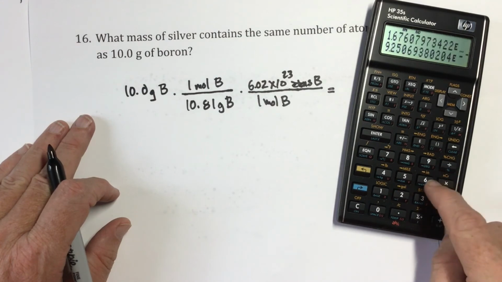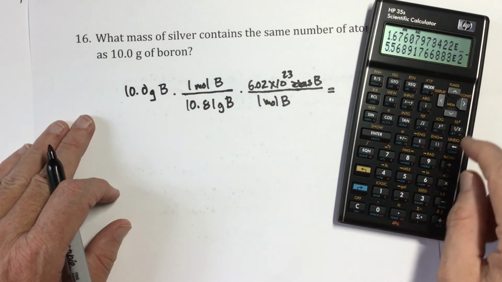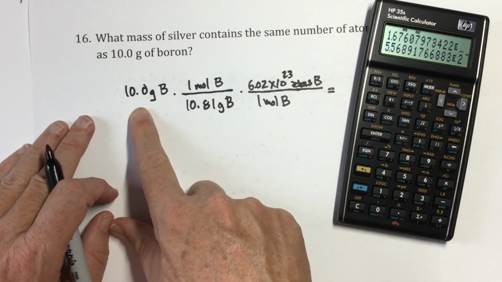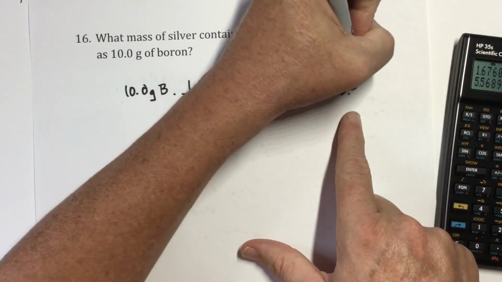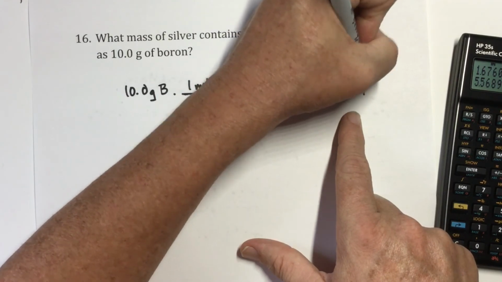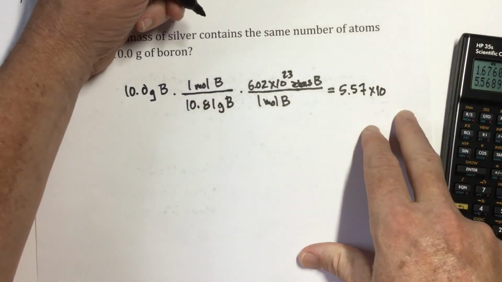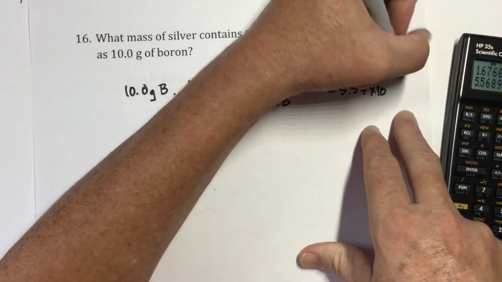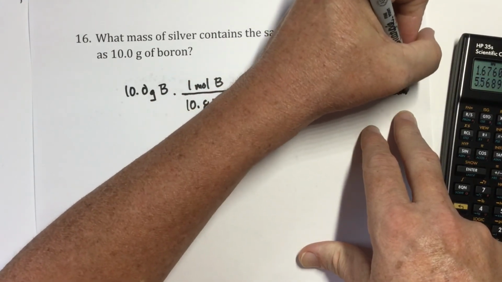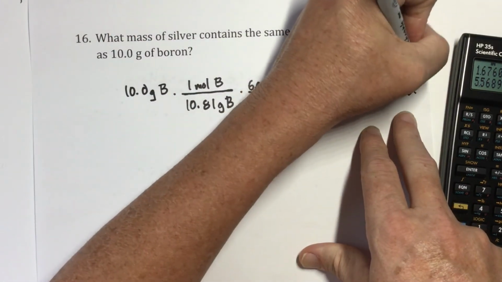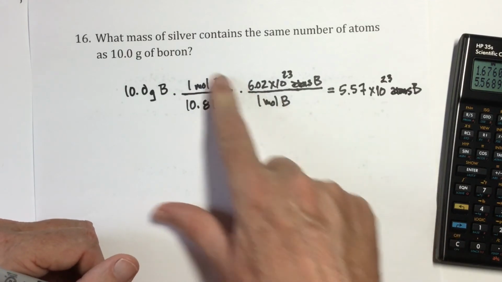So that comes out to 10.81 divide 6.02 times 10 to the 23 times, I should have 3 sig figs here, so that will be 5.57 times 10 to the 23rd atoms of boron. Sorry, went out of space there. So that's how many atoms of boron I have. So what mass of silver contains that?